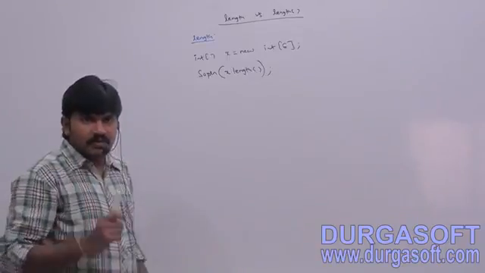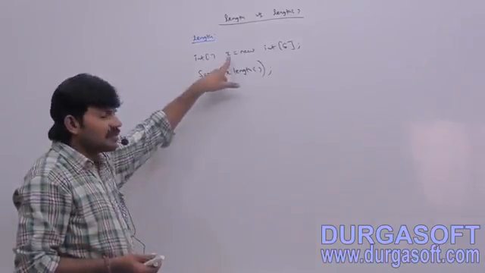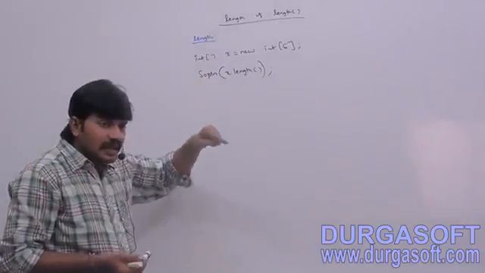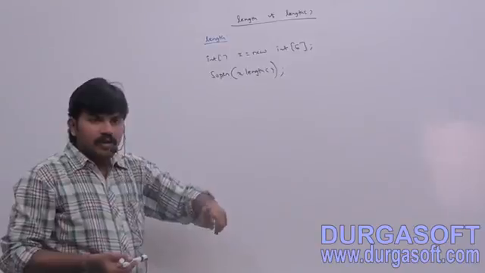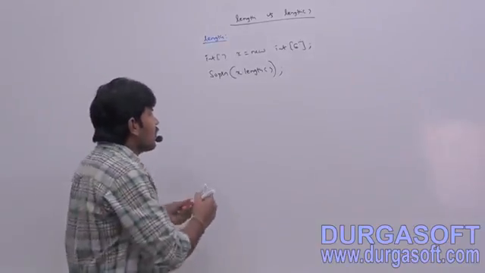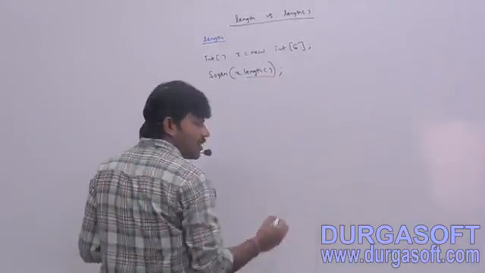We are going to get a compile time error by default. Because what is x? X is an array. For an array, it is the length variable, not the length method. Sir, have you observed? I used the length method.